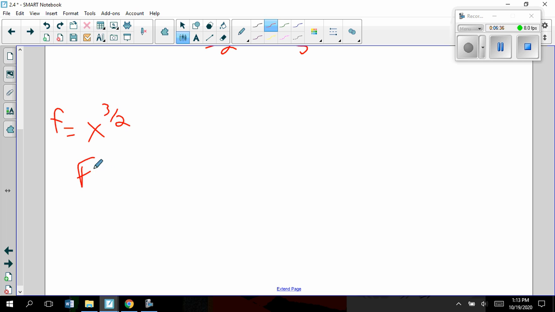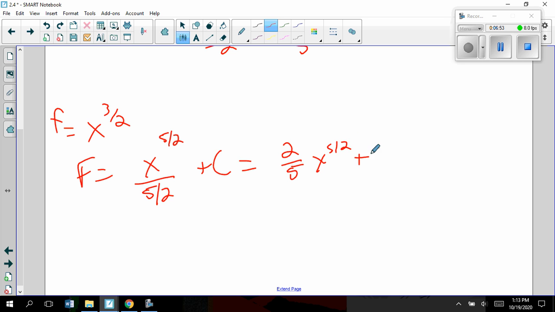So if I find big F here, now powering up would bring me to 5/2, and then I would divide by 5/2. Now notice I'm dividing by a fraction, so I can also multiply by the reciprocal instead. So it'd be 2/5 x to the 5/2 plus c. So just be careful with some of those fractions and how they work.